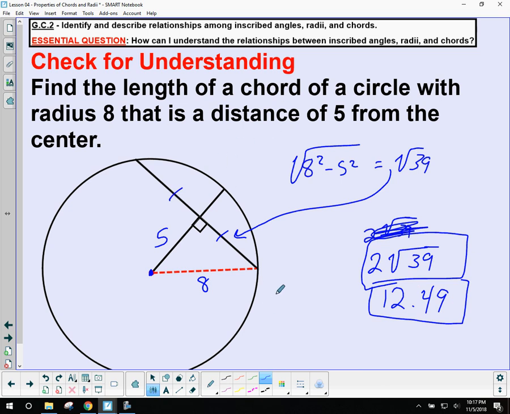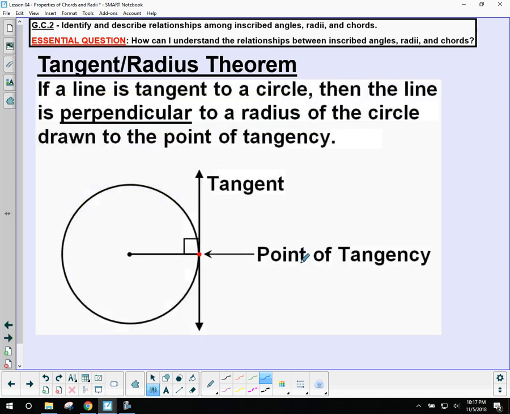Some fun facts. Tangent radius theorem: if a line is tangent to the circle, then the line is perpendicular to the radius of the circle drawn to the point of tangency. What this is telling you is the radius, diameter, whatever, will intersect the tangent at 90 degrees. This is how people find the center of a circle.